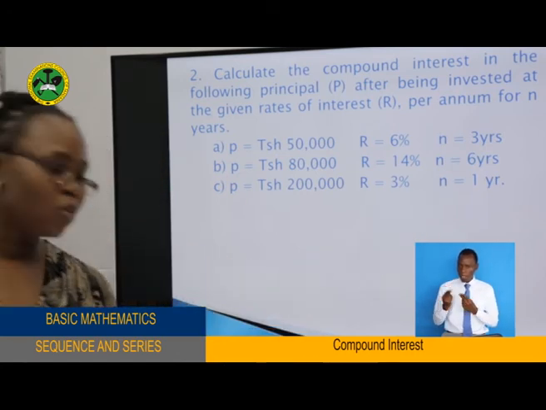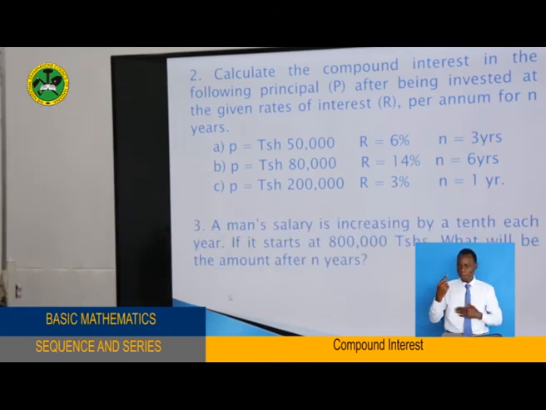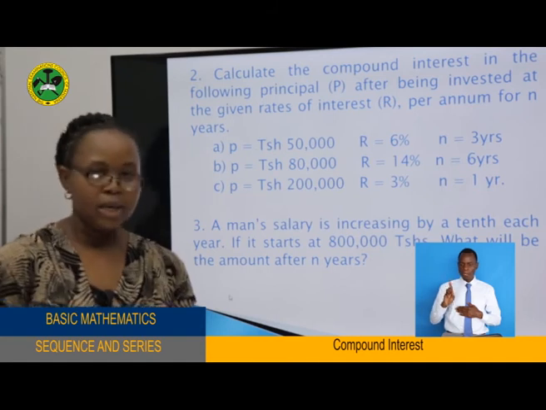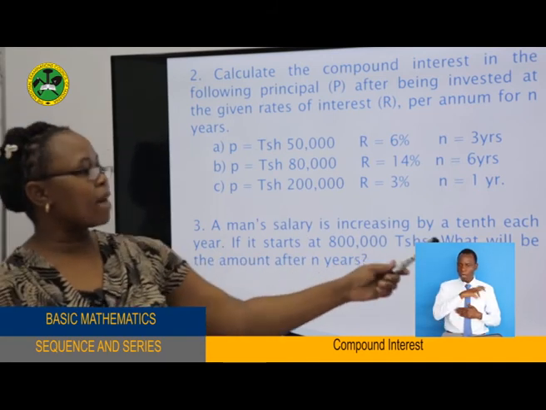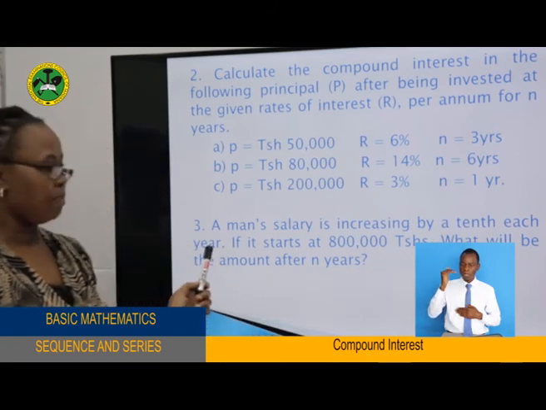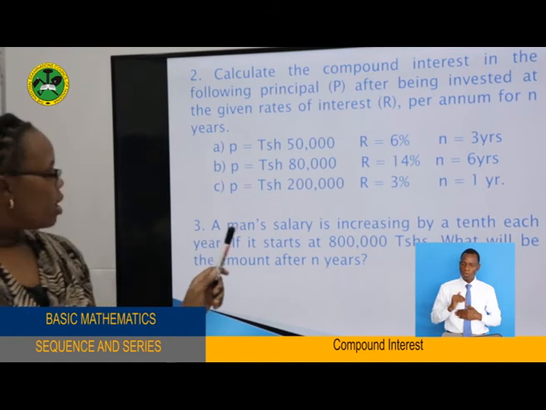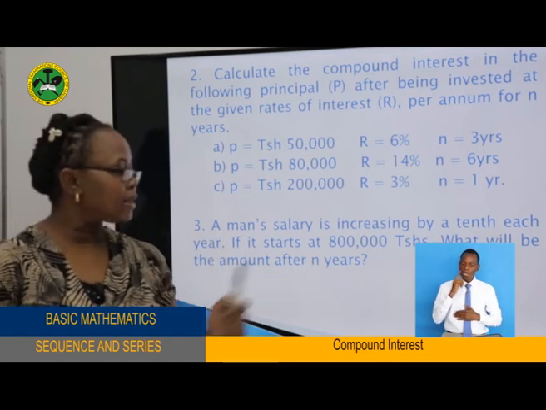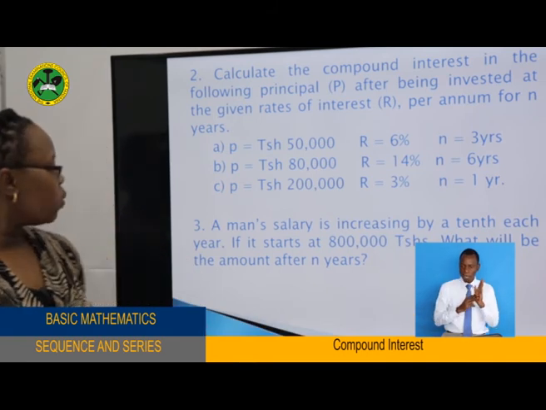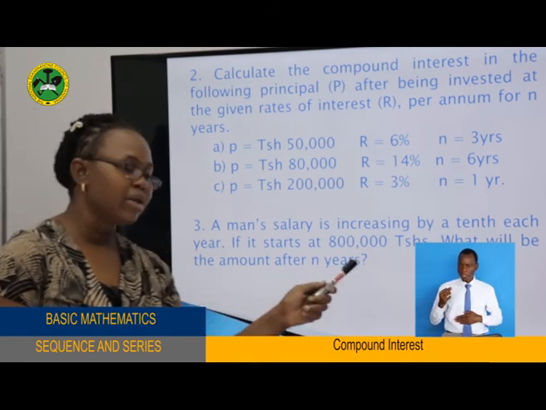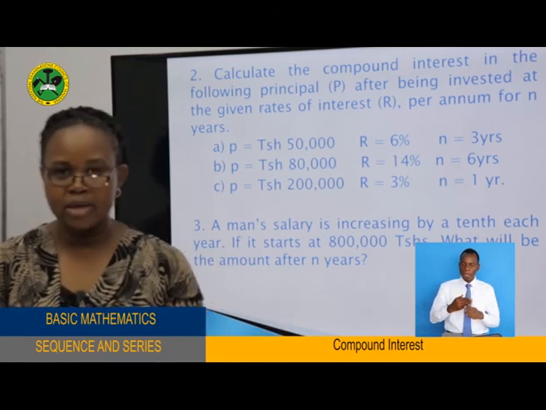And the last question on our assignment states that a month's salary is increasing by 1/10 each year. If it starts at 800,000 Tanzanian shillings, what will be the amount after any number of years? So you have to find the amount after any number of years.